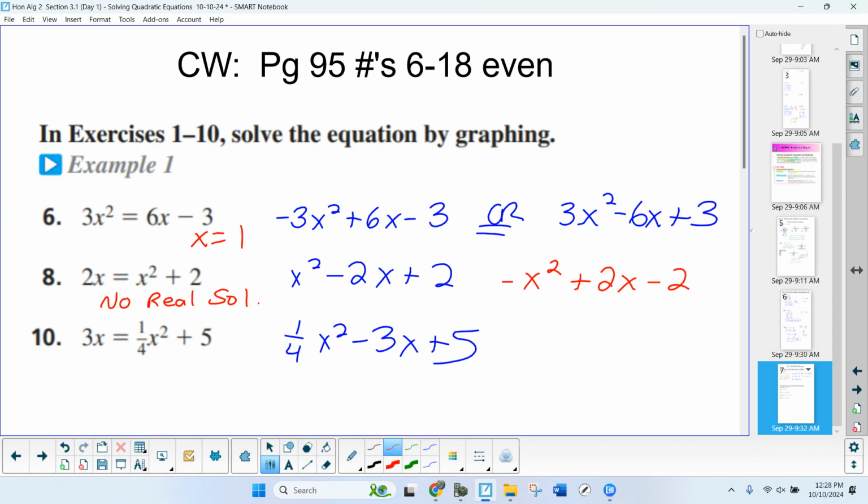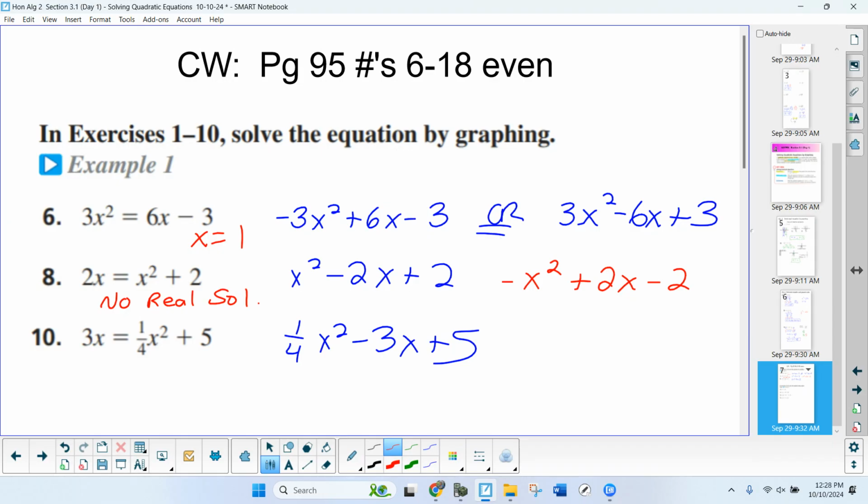Okay, again, you might have to change your window. Change the window. Take your X max out to like 15. Did you guys take your X max out a little bit? Yeah, I've been trying to do that and it's not working.